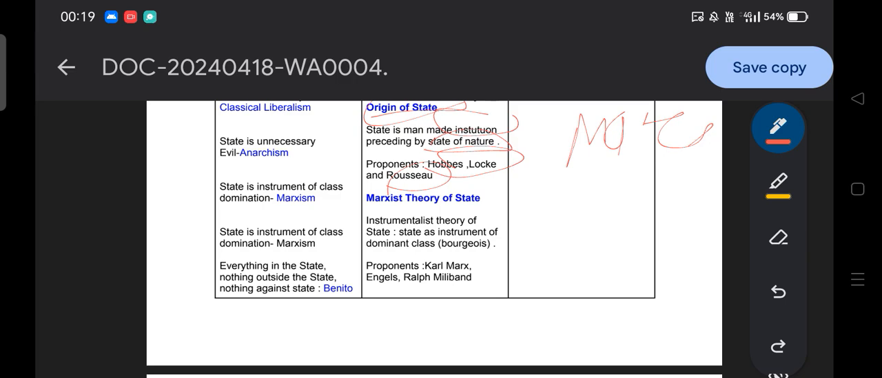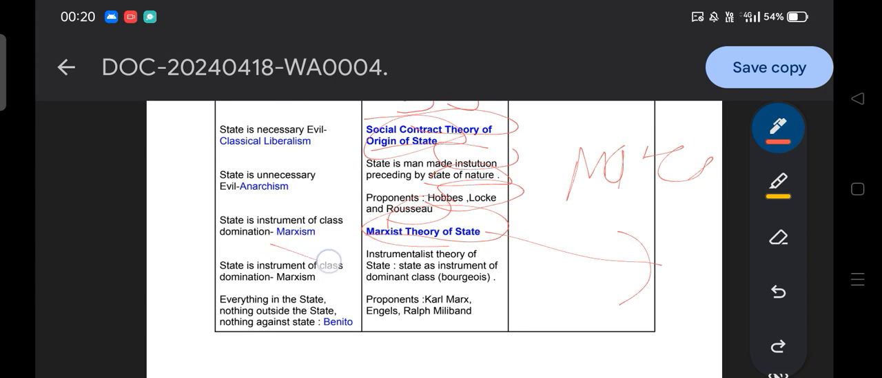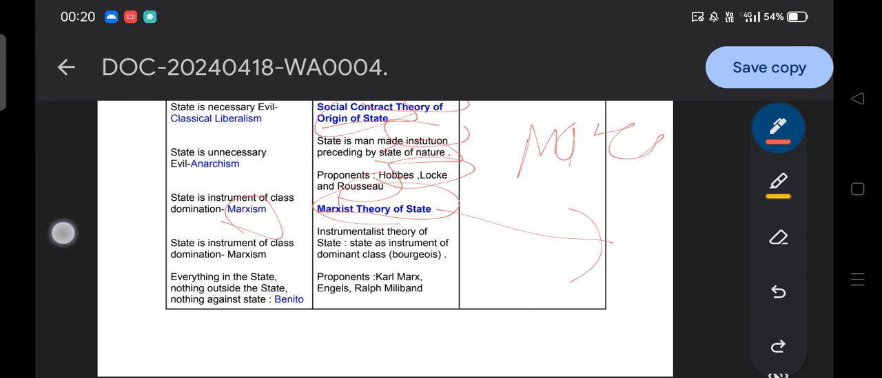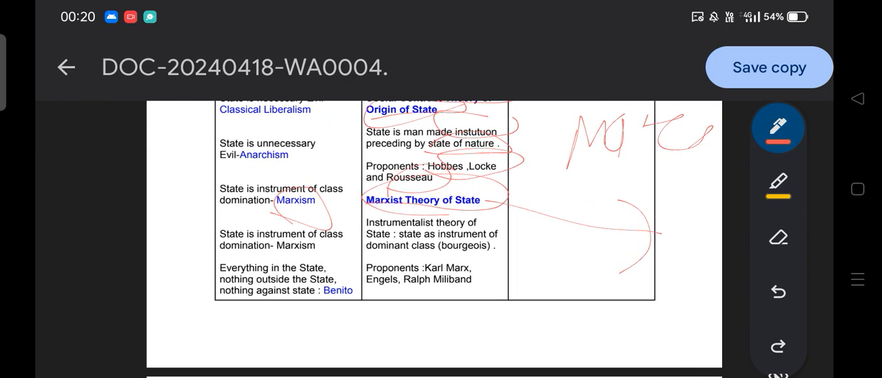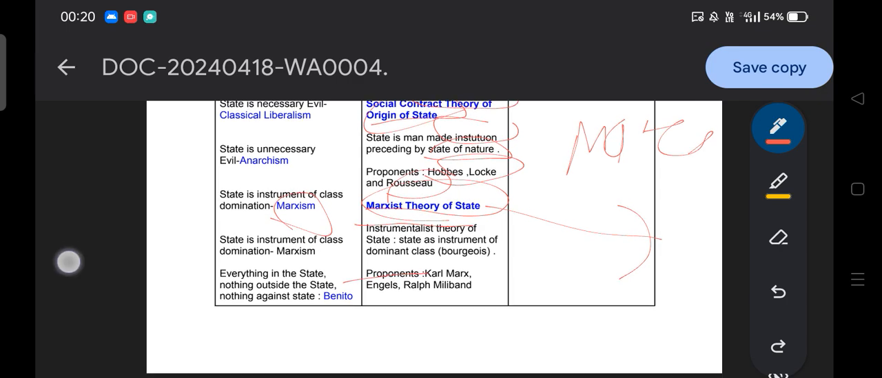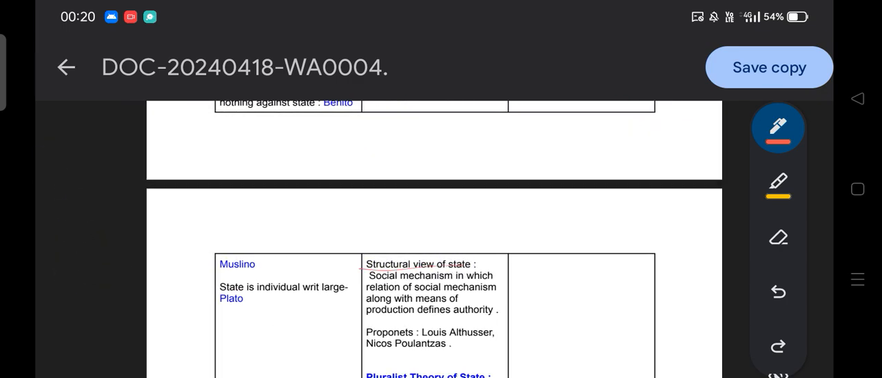Then next, the Marxist theory of the state. There are two types of concepts within the Marxist theory of the state. I have already explained under this statement that the state is an instrument of class domination. The Marxist theory of the state talks about two kinds of theory: one is instrumentalist, and the other is the structural view of the state.